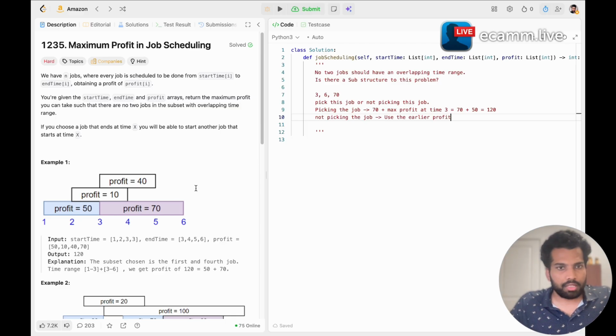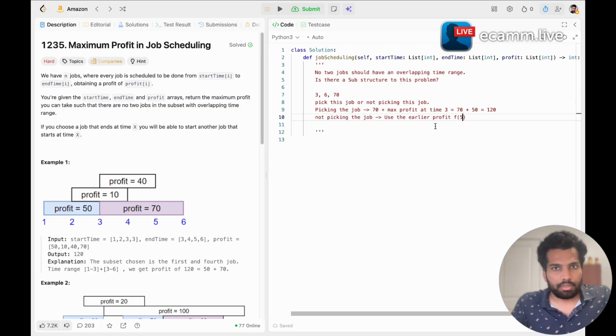Okay, in this case, this job is ending at 6. So what is the job that is ending before 6? It's 5. So what is the profit that was made at 5? That is the answer for this case. Let's just say f of 5. So this is a recursive problem, but essentially that's what we are doing here.